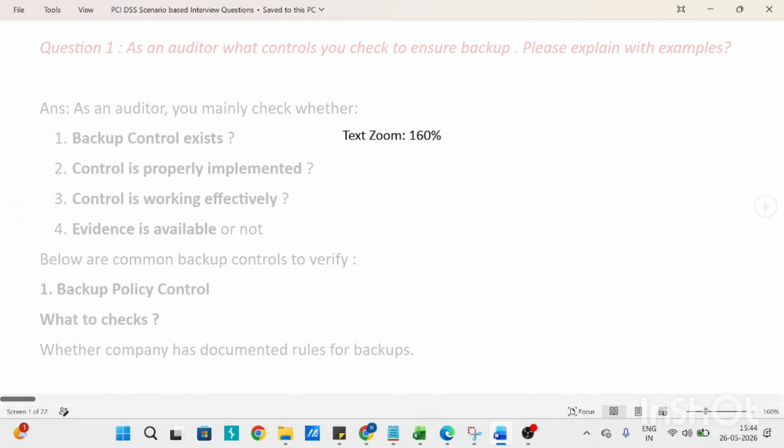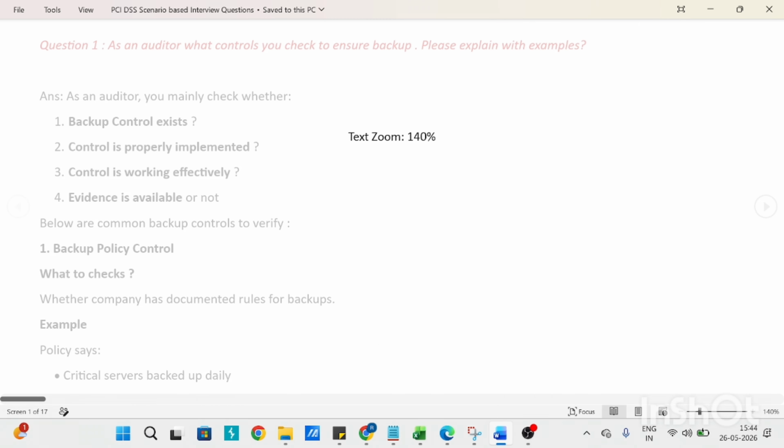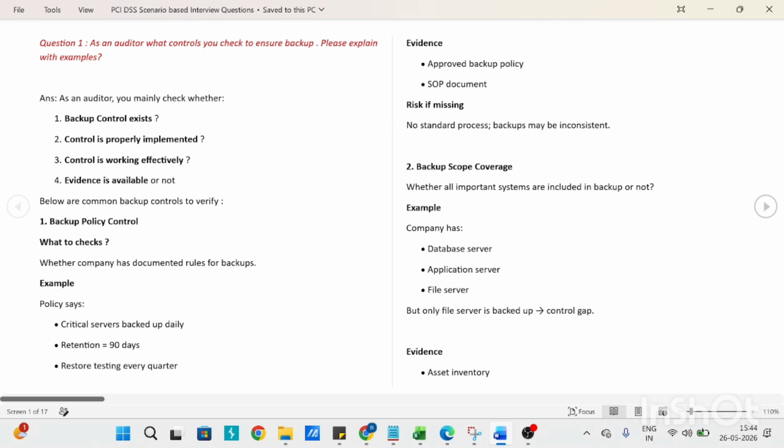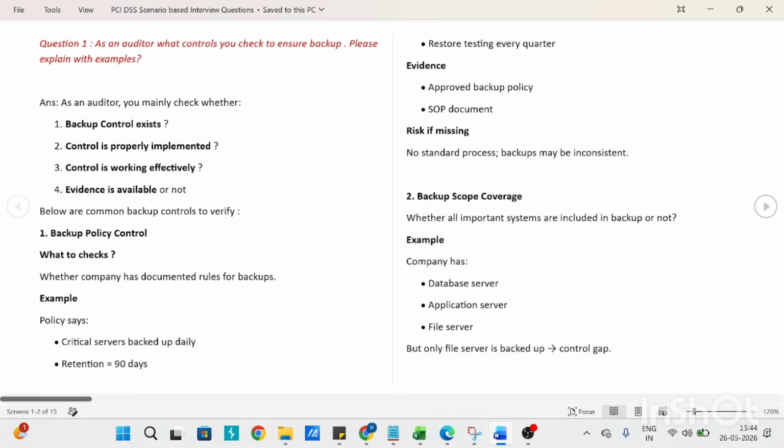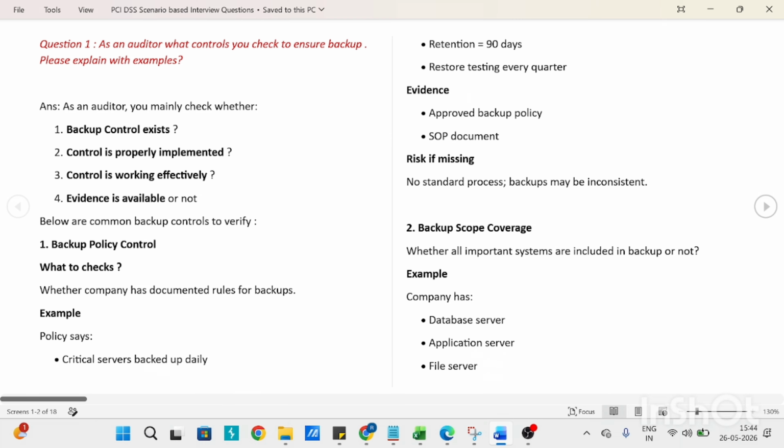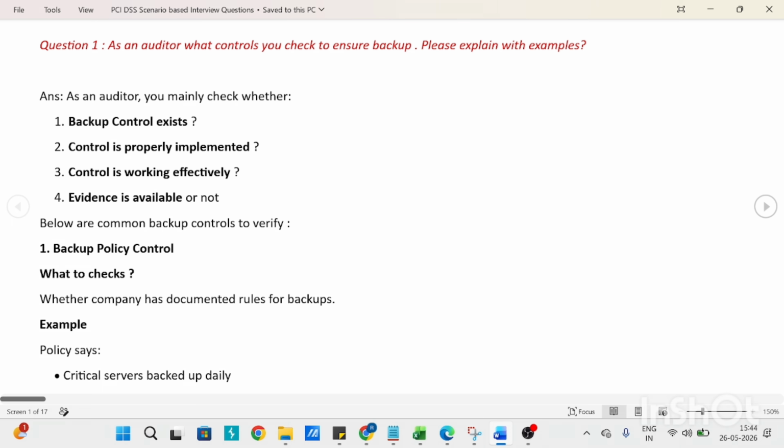So first thing you need to always keep in mind: what are the must-haves in backup? What is the checklist? First pick up the checklist, like backup control exists or not. First you need to check the control is properly implemented. You need to check the control is working effectively or not. You need to check whether evidences are available or not. So these are the four columns you need to work upon.